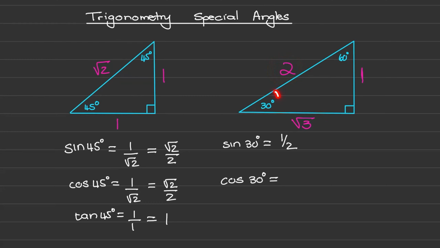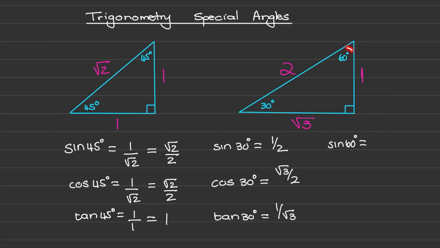For the cosine of 30 degrees, I have the adjacent side divided by the hypotenuse. So that is square root of 3 over 2. And the tan of 30 degrees is the opposite side divided by the adjacent side. So that is 1 over the square root of 3.